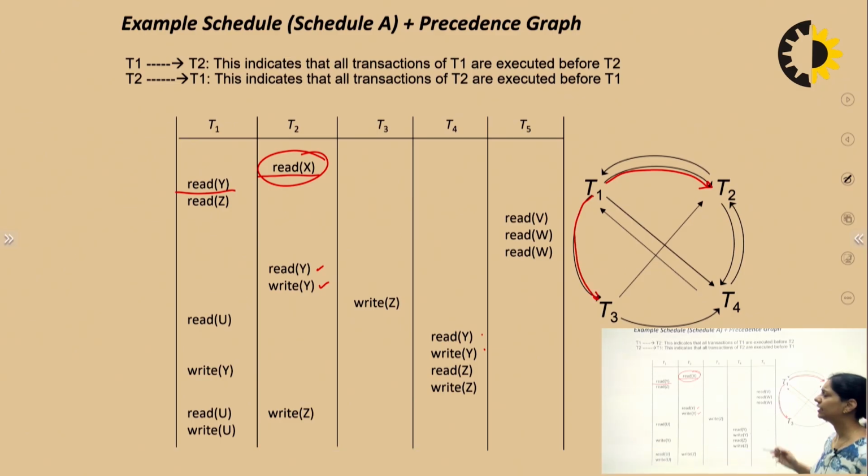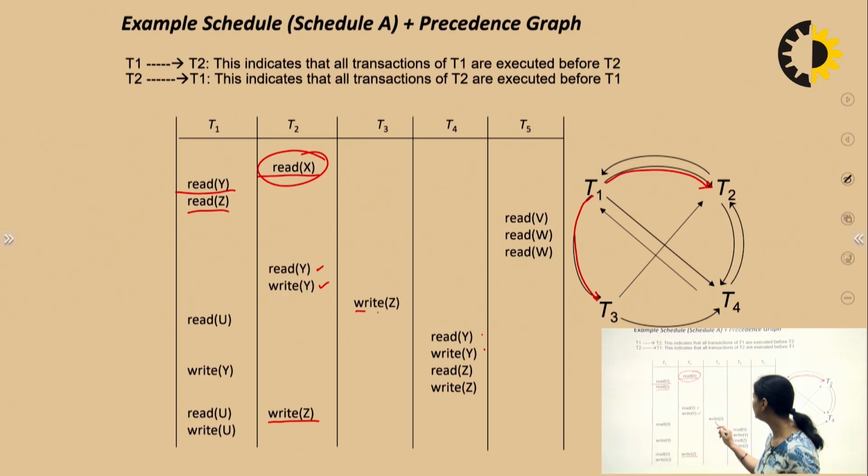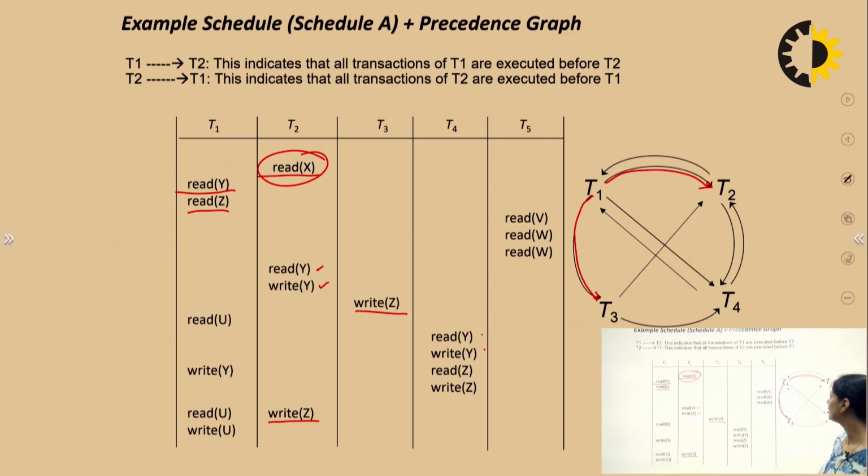For T5, there is no operation on Y. Moving to the next one, read Z. We'll check for Z. We have write Z over here, which will be a conflicting one. But we already have an edge from T1 to T2, so we'll not draw any other edge. For this, we have a conflict from read to write. So we have an edge from, sorry, that was T1 to T4. So this is T1 to T4 for this one.